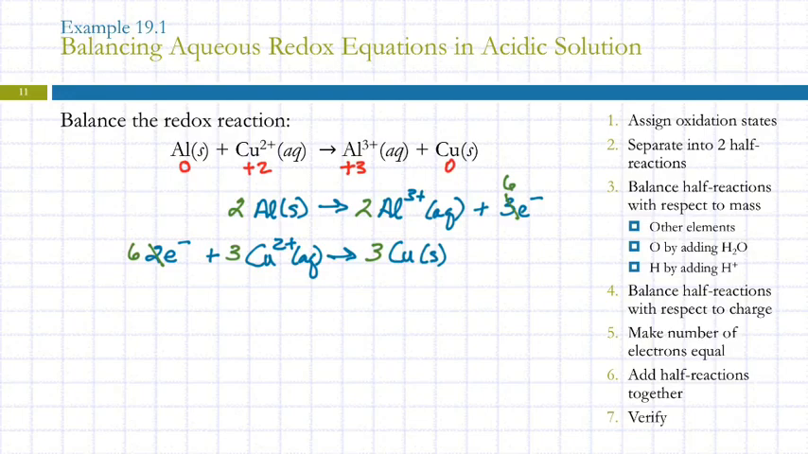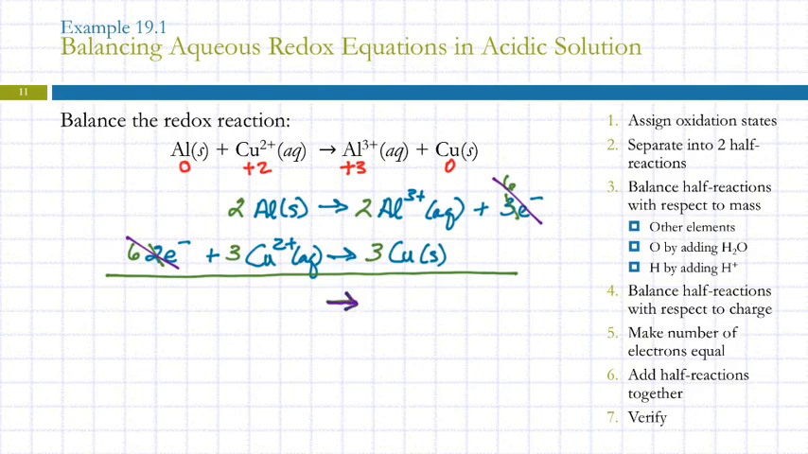Now we're going to add them together. So these 6 electrons that were produced got used up. You could kind of think of that as an intermediate. They don't show up in the overall reaction. I should probably switch colors here again. Let's go to purple. So these guys cancel out. They don't show up in the overall reaction. In this example, nothing else cancels out.